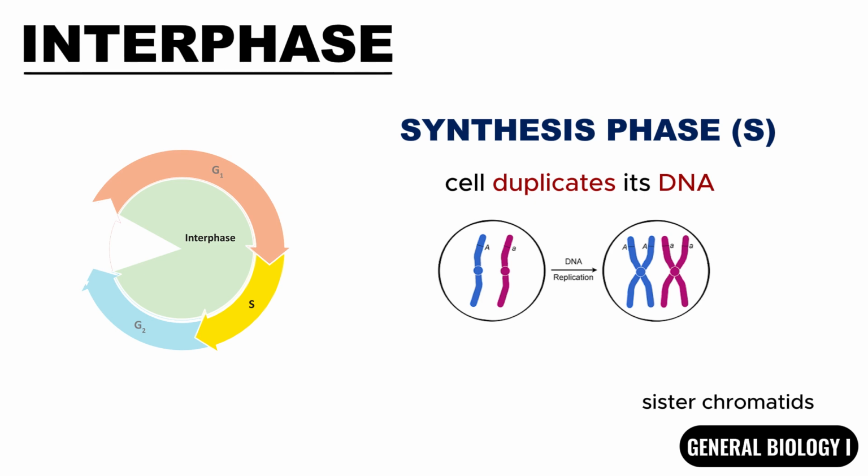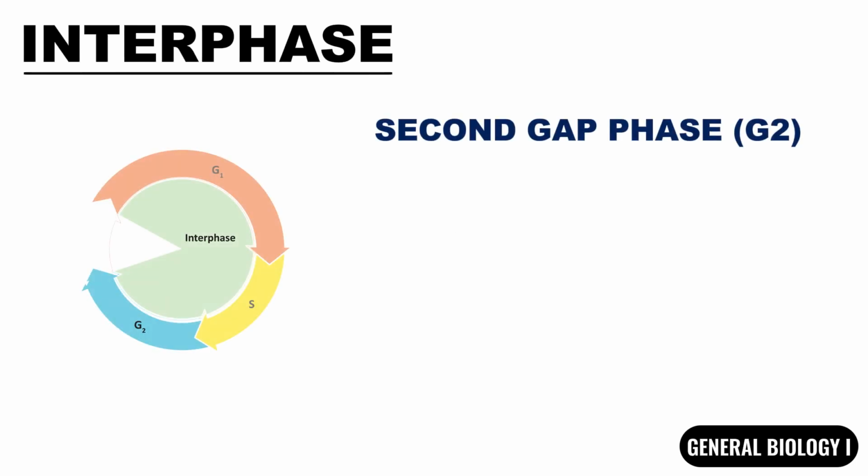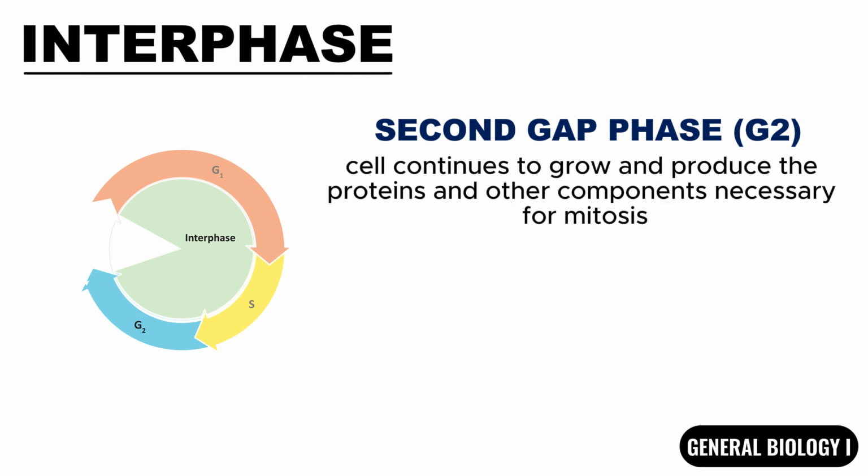After the DNA is successfully replicated, the cell contains two copies of each chromosome called sister chromatids, which are joined at the centromere. The final stage of interphase is the G2 phase, or second gap phase. During G2, the cell continues to grow and produce the proteins and other components necessary for mitosis. This phase is essentially a final preparation before the cell enters mitosis.